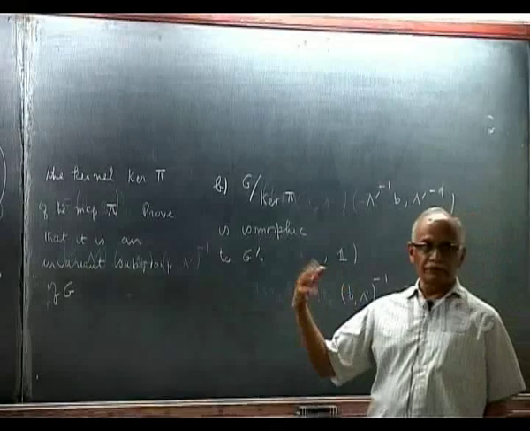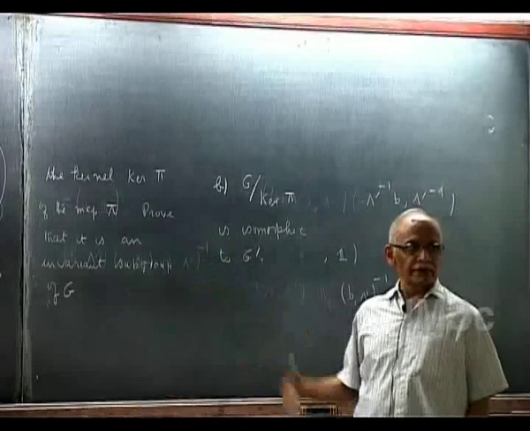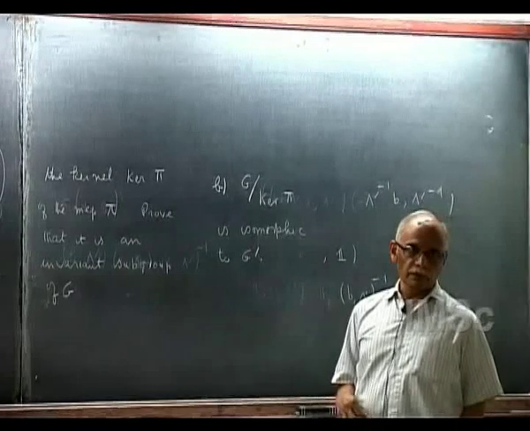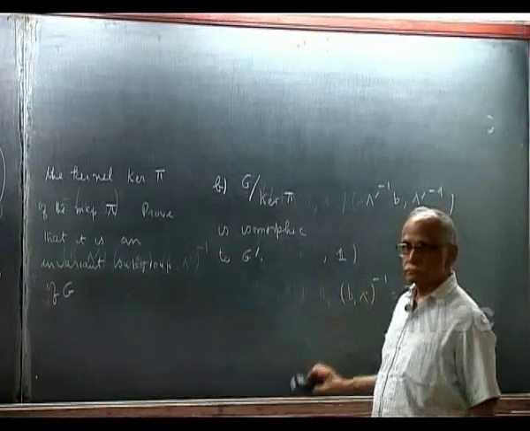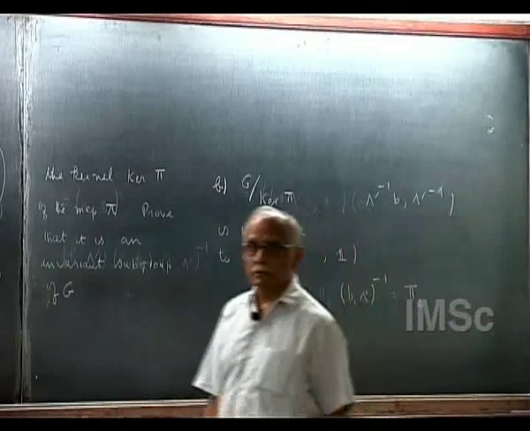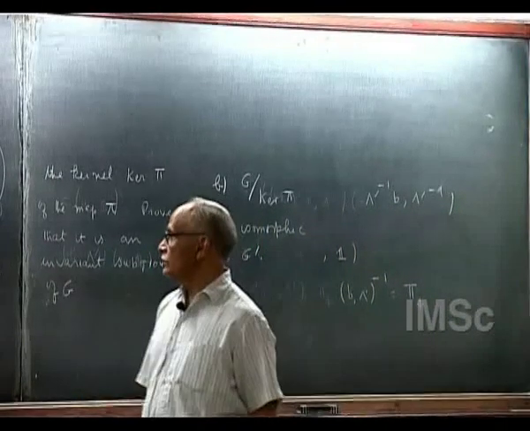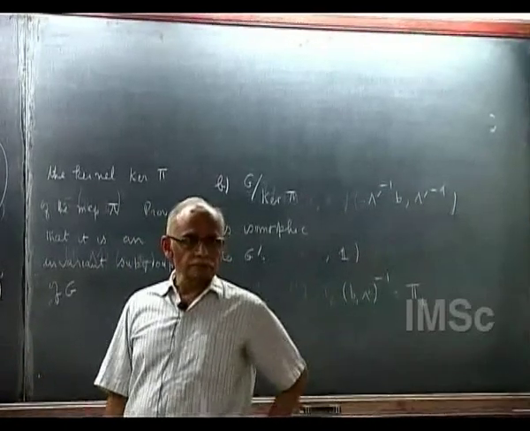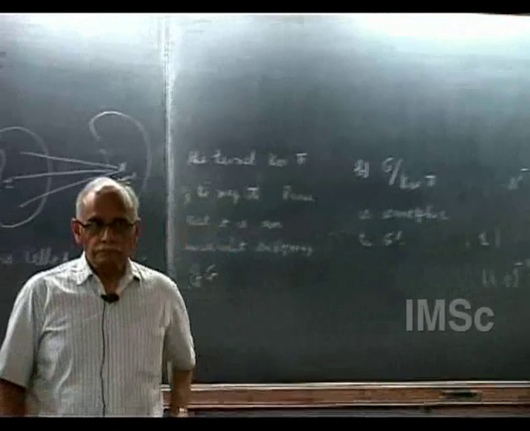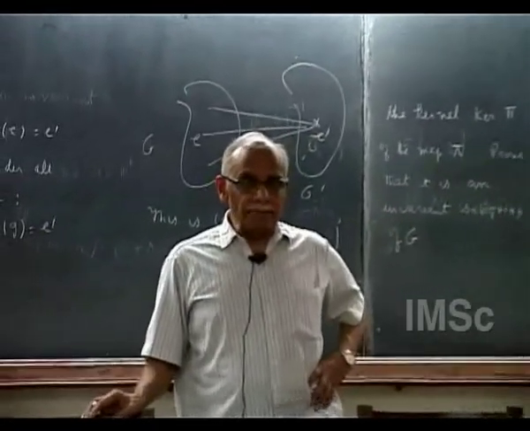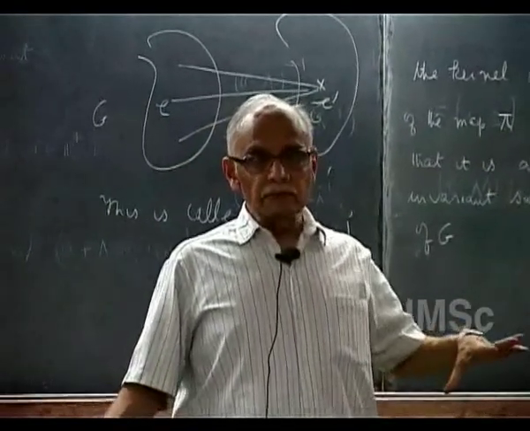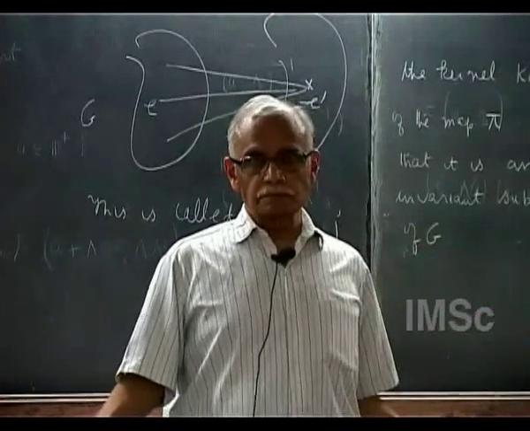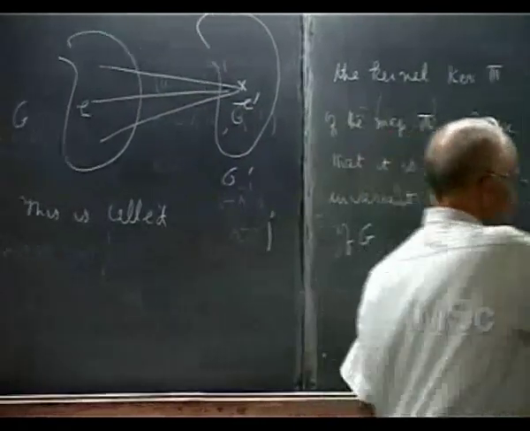Okay. So if you quotient G by the kernel of the map, you will get back the image that you are getting. Yes, I'm always assuming onto. More generally, it would just be the image of the map pi. The image of the map pi of G will be G prime by assumption. I'm assuming it is onto. Otherwise, you have to do some other things.